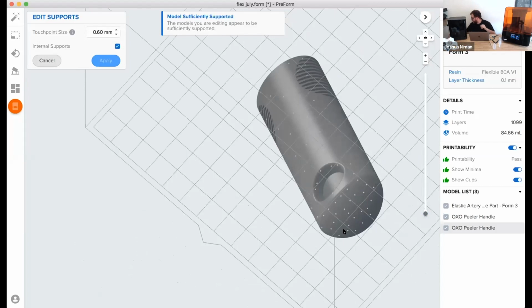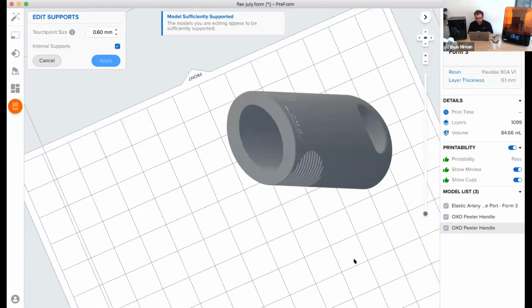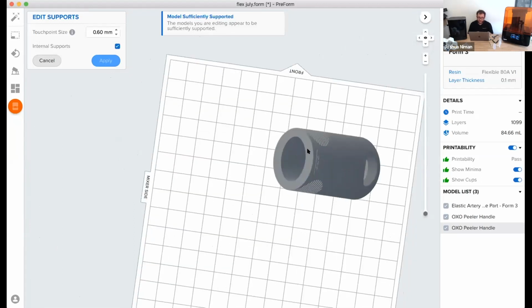I have another one of these that I can show you the bottom of here. And the supports will just tear off. These are a little bit larger than I would like, but you can get a fairly smooth round bottom just like that. And so that's my general approach to supporting these softer materials.